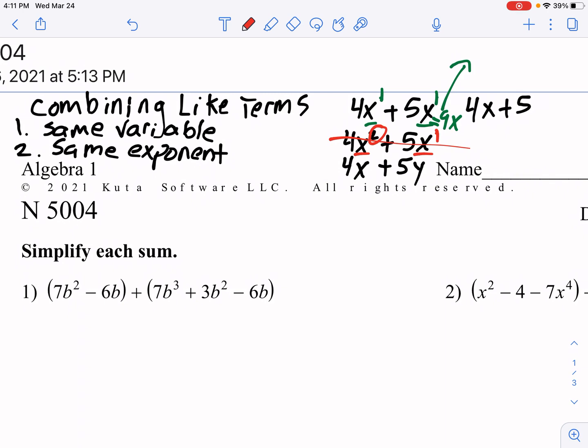What about the third one, 4x plus 5y? Well, no, because they don't have the same variable, right? One has an x and one has a y. So that guy doesn't work either. What about 4x plus 5? Well, no, one has a variable and one's just a constant. That doesn't work either. So that's the key, guys.